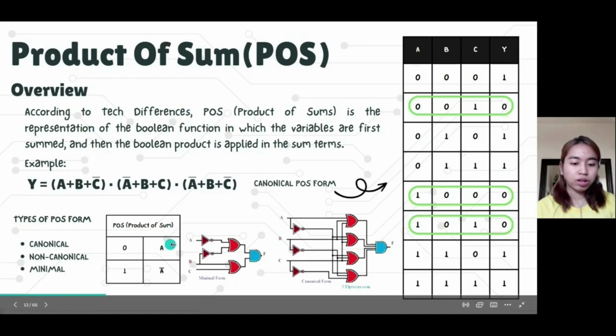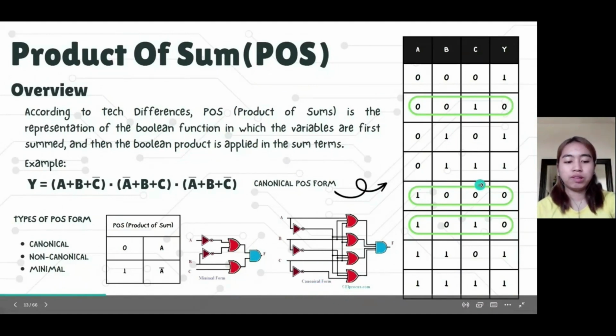So, in this table, if the value of the variable is 0, it is considered as A. If the value of the variable is 1, it is called a complement. So here is an example of a logic gate of minimal form and canonical form. As you can see, minimal is simplified while canonical is the standard logic gate of the expression.